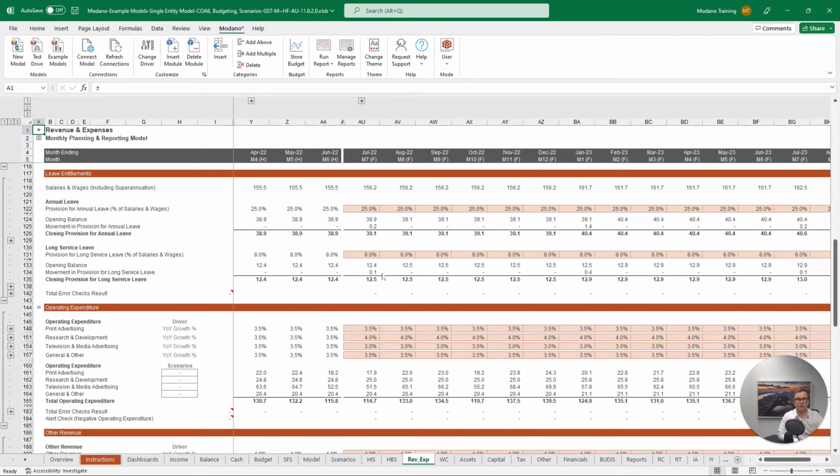We create this relationship so that our leave entitlement provisions increase and decrease as our headcount and salaries and wages expense does over time as well. If we look at January 23 as an example, we have an opening balance of 12.5 and a closing balance of 12.9 at the end of the month. This difference of 0.4 is what will impact the financial statements.